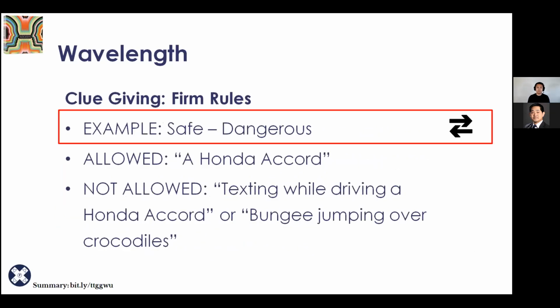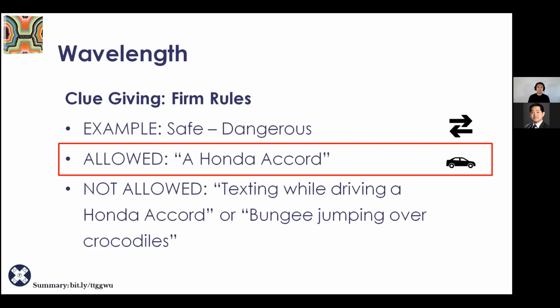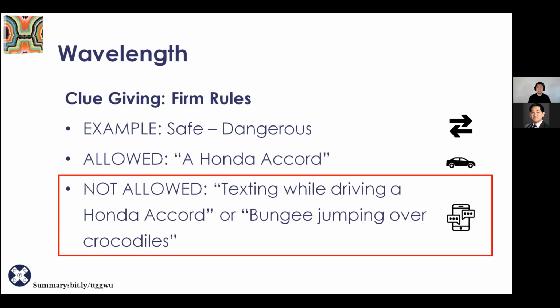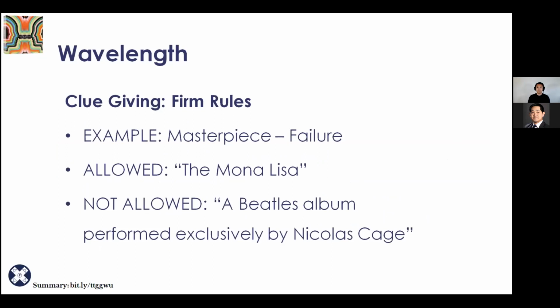Okay, so one of the examples is, say you have on the spectrum safe to dangerous. One of the clues that you can give is a Honda Accord. The reason why you can give a Honda Accord as a clue is because it is a single concept. So unlike Codenames and unlike Just One, you're not limited to a single word. You're just limited to what they call a single concept. What you're not allowed to give is texting while driving a Honda Accord, because those are two concepts, texting and driving, or bungee jumping over crocodiles, again because those are two concepts, bungee jumping and crocodiles. So one of the firm rules here is to limit your clue to one concept, and it doesn't have to be just one word.